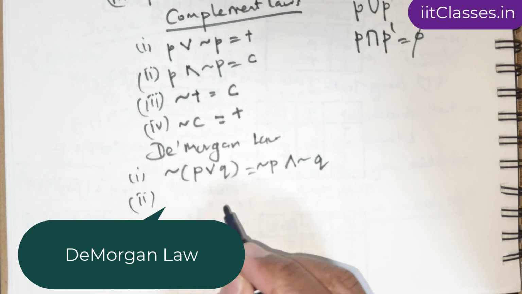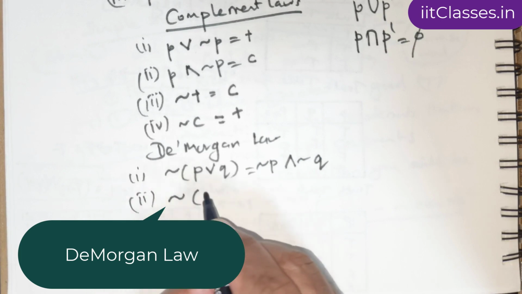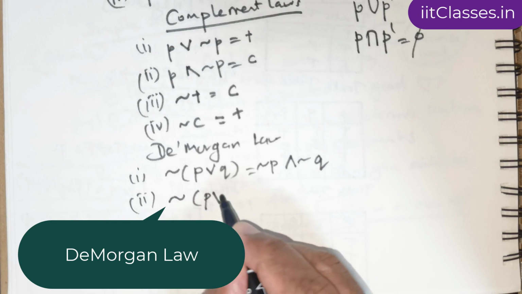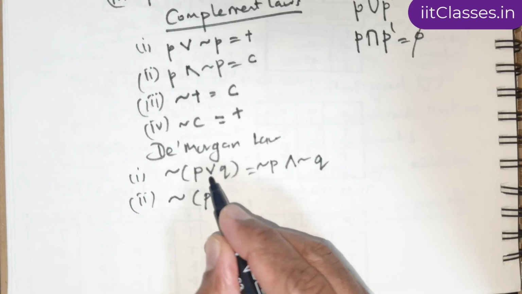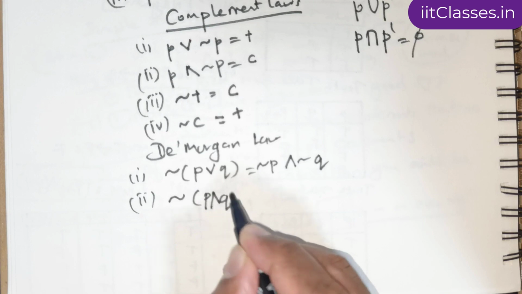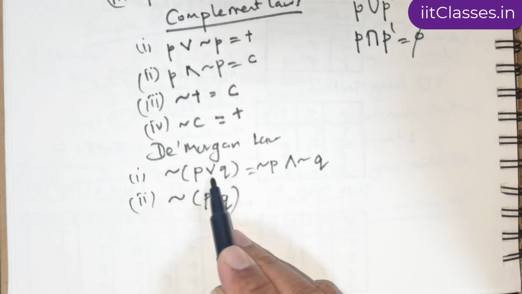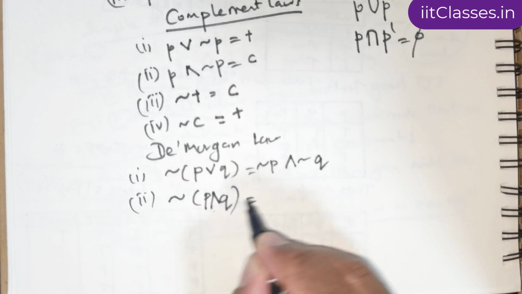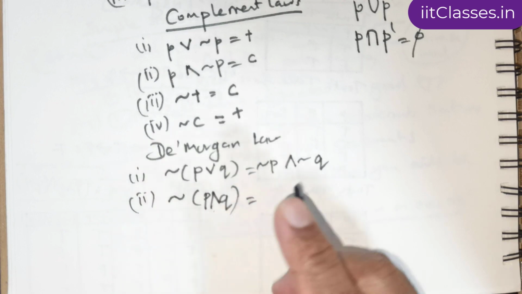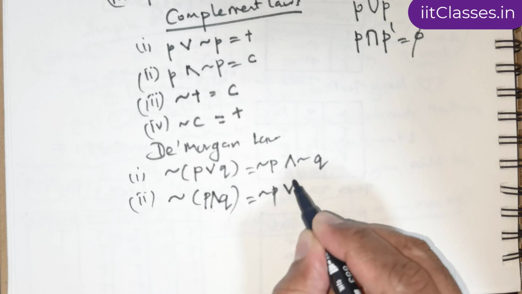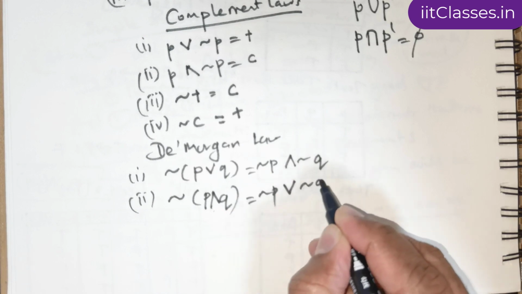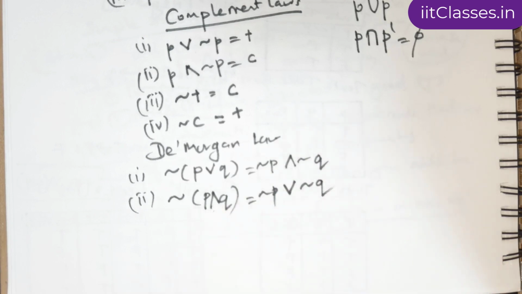Law number 2. Negation of P, this is going to be a conjunction, right? We took the disjunction before, and this is conjunction. So negation is distributed. It's going to be negation of P. Negation hits the conjunction, it will become disjunction. So it's going to be negation of Q. So this is a very important law.